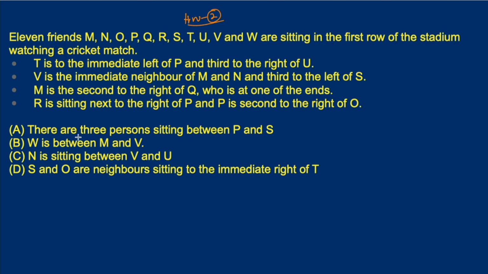The first option says that there are 3 persons sitting between P and S. Second says W is between M and V. Third says N is sitting between V and U. And the fourth says that S and O are neighbors sitting to the immediate right of T.